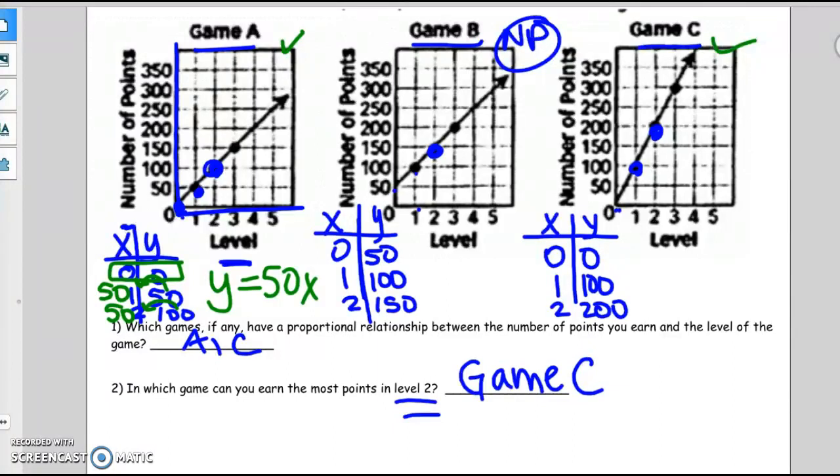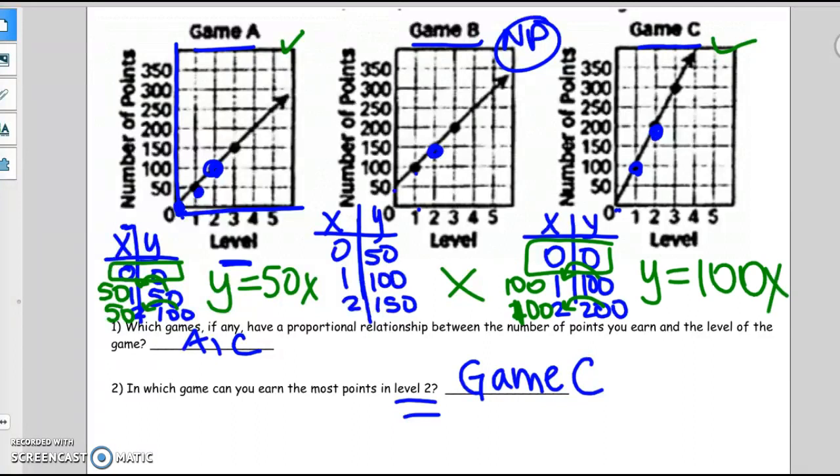Right? This one, we're not making an equation for. It has an equation, but we're not learning how to make non-proportional equations yet. And on C, it has a 0, 0. It's 100 divided by 1, which is 100. 200 divided by 2, which is also 100. And then that means that our constant would be 100, which means our equation would be y equals 100x.